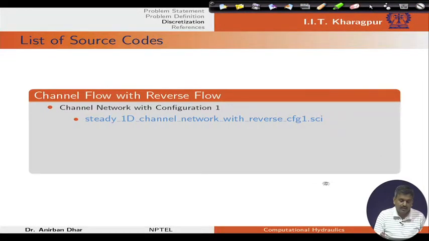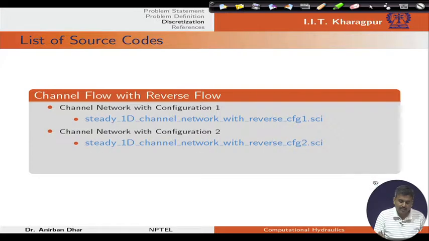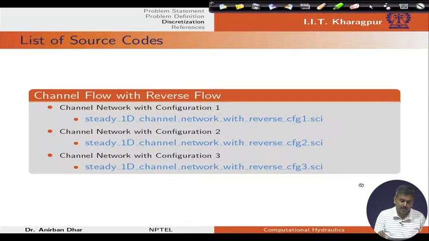Now, these are the 3 source codes that you can utilize to check the solutions of our channel configuration, configuration 1, configuration 2 and configuration 3 for this loop channel network.